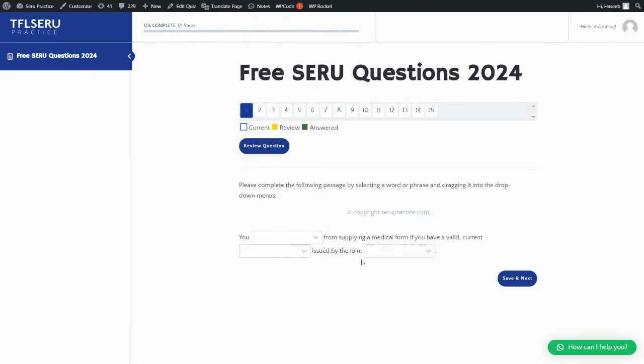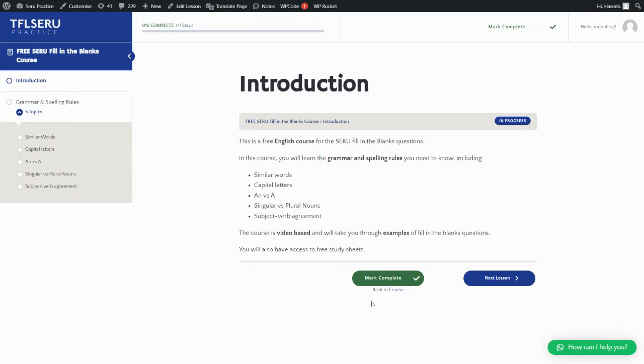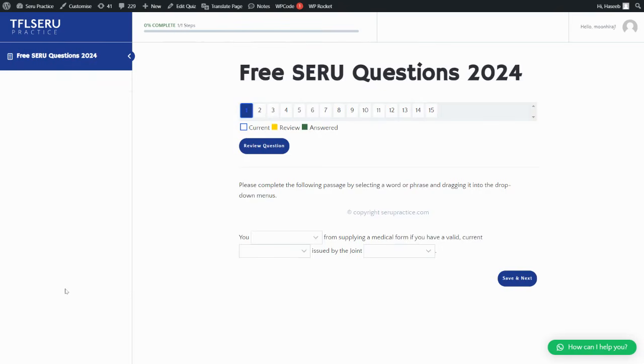These fill in the blank questions are focused on examining the candidate's ability from the knowledge of the handbook as well as English grammar rules. The grammar rules tested in this exam comprise similar words, capital letters, use of an or a, singular versus plural nouns, and subject verb agreement. The exercises related to these rules are available free of cost on our website. Now let's continue with the test.